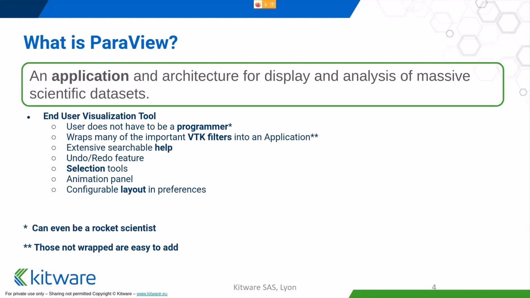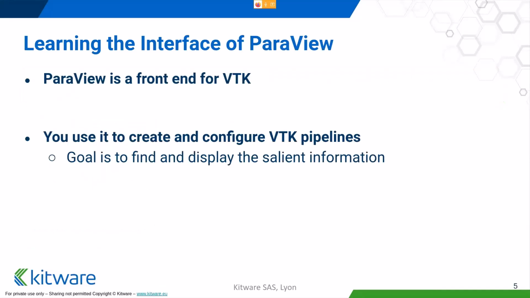So yeah, it's an application; you don't need to be a programmer. If you don't know, ParaView is based on VTK. VTK is a visualization toolkit, a framework for visualization. ParaView takes many of the filters from VTK, the filters or data processing algorithms, and exposes them in an interface where you can click on buttons. It is an application because you have extensive help. You can undo, you can do selections, you can do animations, and you can configure all the layout, and it will stay as a setting. This is really the applicative side that makes it easy to use.